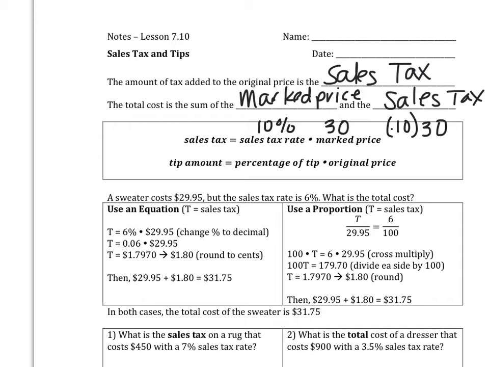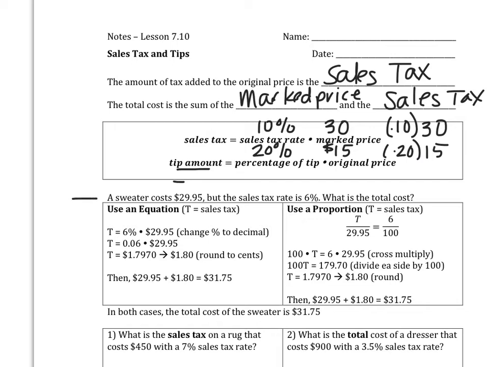And then the tip amount is going to be the same thing. So a tip amount is the percentage of the tip. So let's just say we're going to leave a 20% tip, and the original cost is, let's say, $15. Then the tip amount is going to be the 20% times the $15. That's going to be the amount of tip we would pay on, let's just say, a food item.